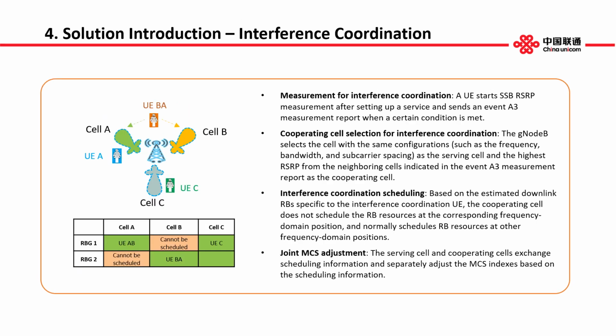Interference coordination works in 4 steps. Firstly, measurement for interference coordination. Secondly, cooperating cell selection for interference coordination. Thirdly, interference coordination scheduling. Finally, joint MCS adjustment.